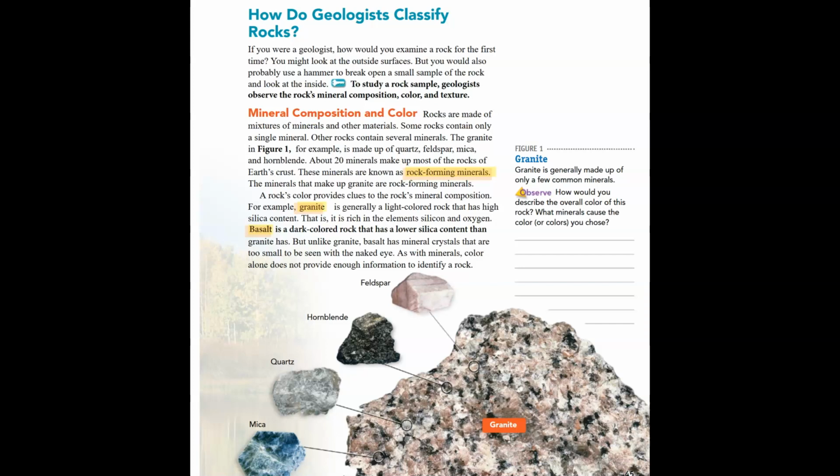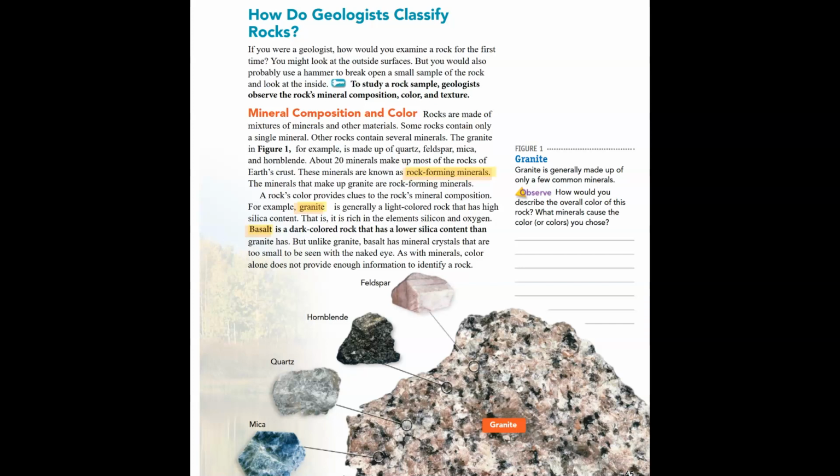Rocks are made of mixtures of minerals and other materials. Some rocks contain only a single material, or a single mineral. Other rocks contain several minerals. The granite in Figure 1, for example, is made up of quartz, feldspar, mica, and hornblende. About 20 minerals make up most of the rocks on Earth's crust. These minerals are known as rock-forming minerals. The minerals that make up granite are rock-forming minerals.